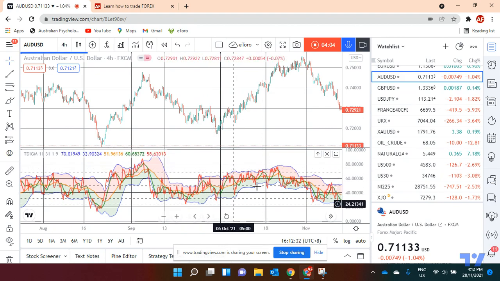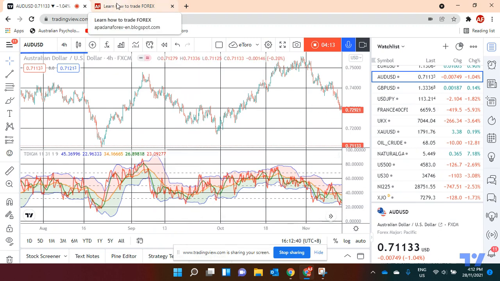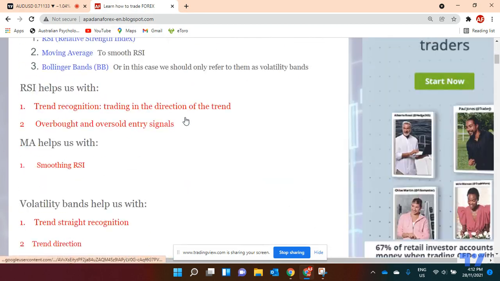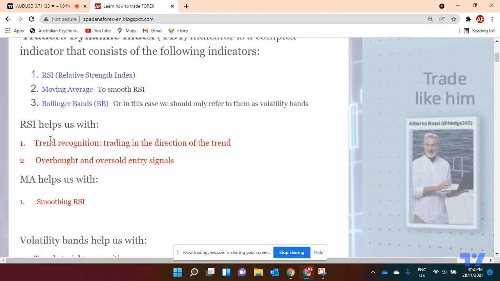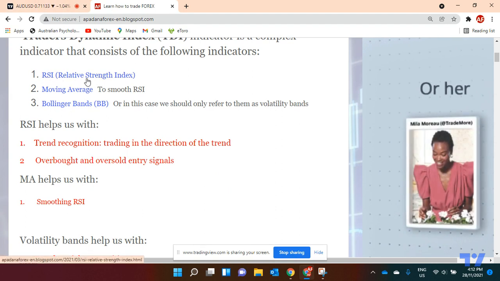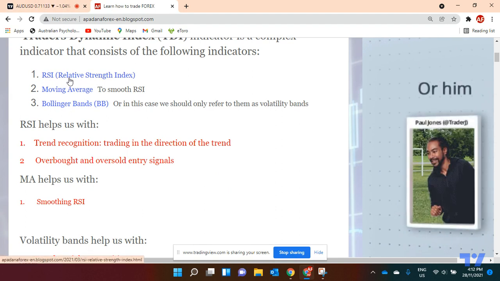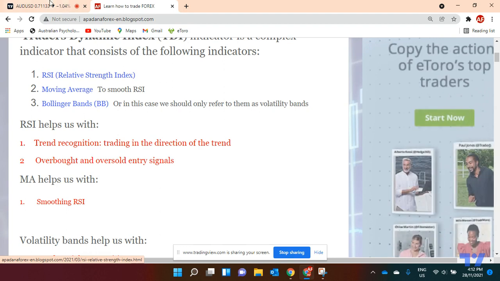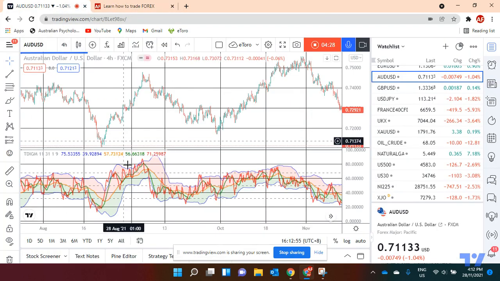As I said, we already added the indicator to the chart. Now, what we can get out of this indicator? Okay, let's start with the RSI. As I said, you can go back and have a look at my video about RSI to learn more about that.